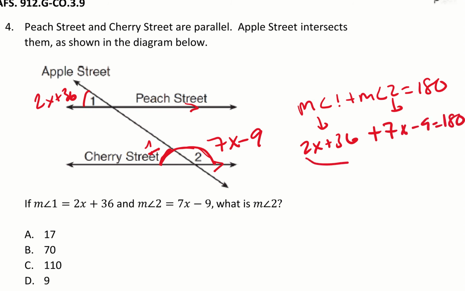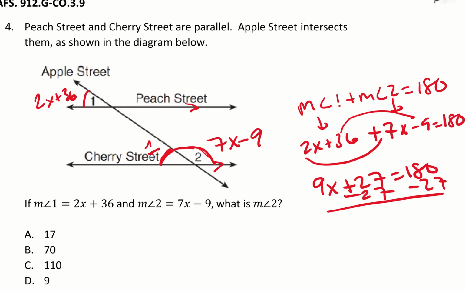And we can solve. So we got 9x plus 27 equals 180. Subtract 27 on both sides. You got 153, divide by 9 on both sides, and x is equal to 17.